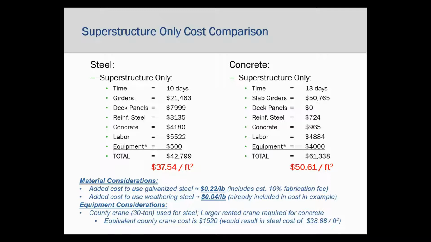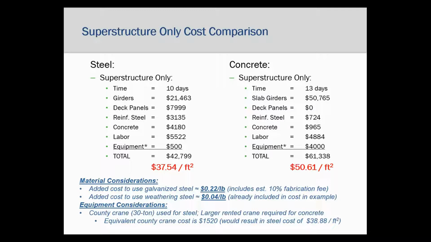Now, one item to note is the equipment cost, where the steel bridge used a county-owned 30-ton crane. The concrete bridge girder members are heavy, and the county had to rent a 100-ton crane at a cost of $3,500. The other $500 for each was a rented skid steer for incidental work. However, even if the county needed to rent the 30-ton crane, that cost would have been about $1,500. And that increases the steel bridge cost to only $38.88 per square foot, still considerably less than the concrete bridge costs.